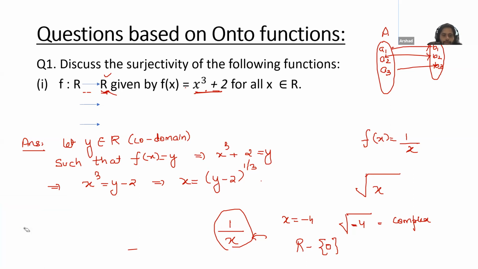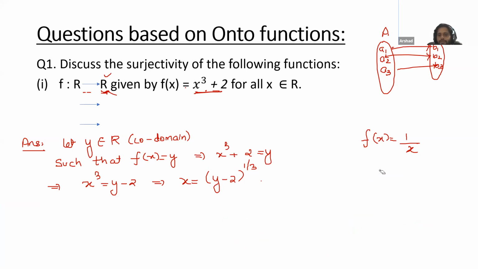Okay, then again back to our question. The square root we have already discussed. Now, this is a cube root. So in a cube root, you can put any value. You will always get a real number. So please remember this statement. We will write like this: for all y belonging to R, which is the codomain.